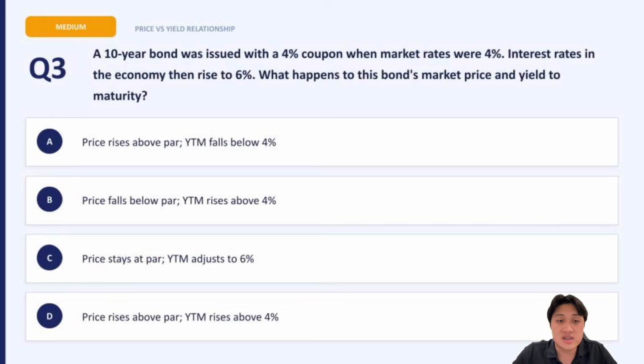Next, let's look at question number 3. A 10-year bond was issued with a 4% coupon when the market rate was 4%. Interest rates in the economy then rise to 6%. What happens to this bond's market price and yield to maturity?